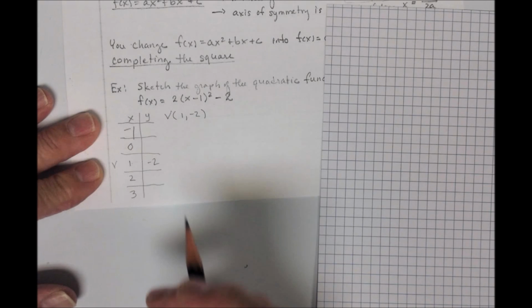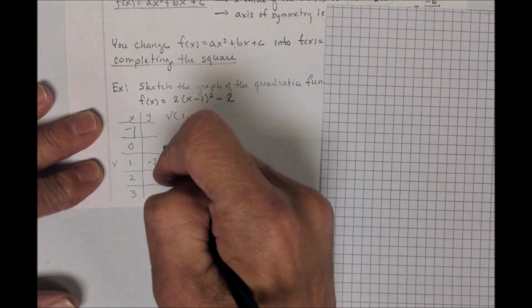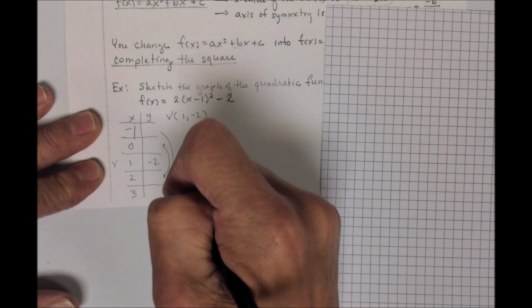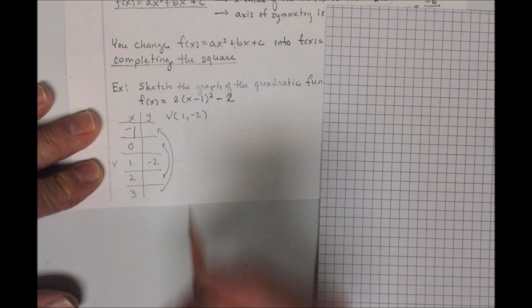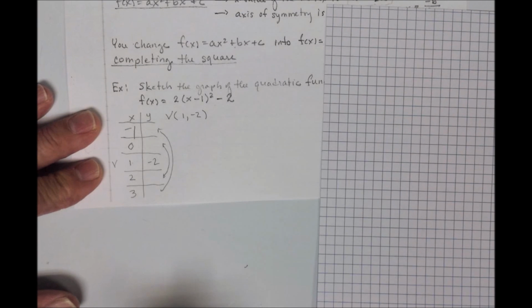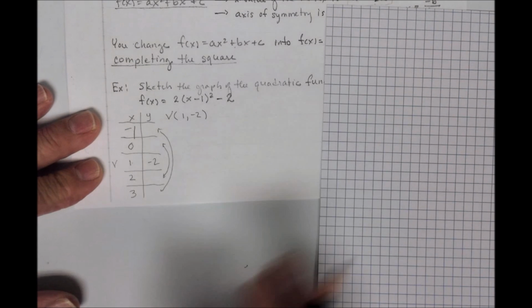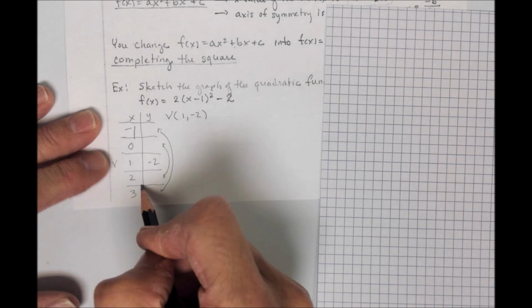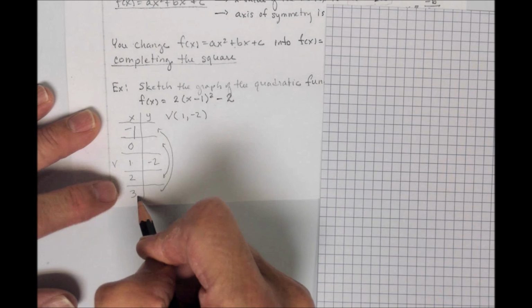If you do it this way, then you can use the symmetry of the graph, and these y values will be the same, and these y values will be the same. So you won't have to plug in 4 numbers, you're only going to have to plug in 2. So I'm going to make my sketch here in just a second, but first things first, I'm going to plug these numbers in.